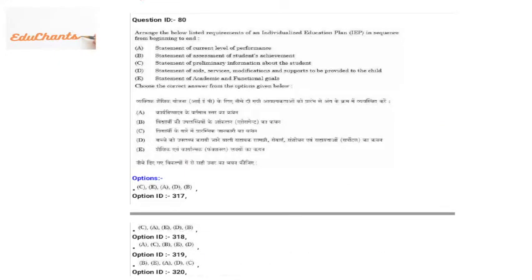Then choose the correct statement again on IEP or individualized education plan, right? Now see, statement of current level of performance, that means what are your current level of performance, we will look after. Okay. Now you have to order it. You have to put it in a hierarchical order. Okay, let us start from the basics.